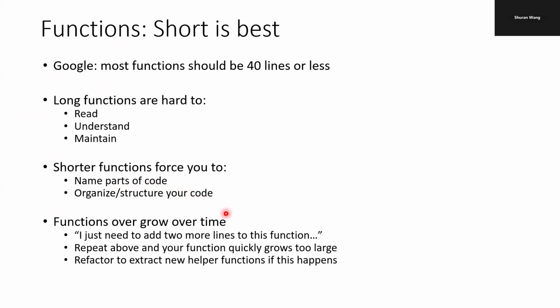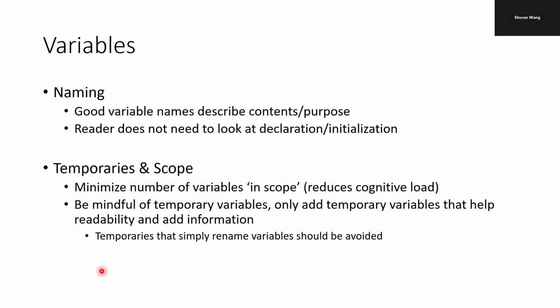Your functions will overgrow over time, especially your load map. Each time, you may think you just need to add 2 more lines to this function, but after 10 times, your function will have grown by 20 lines. Refactor this to extract new helper functions to keep your functions short.